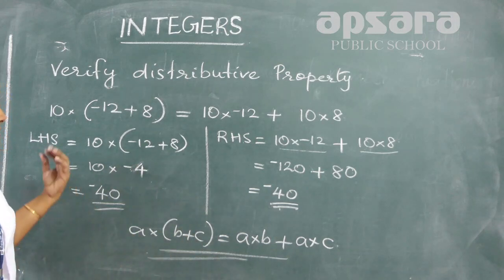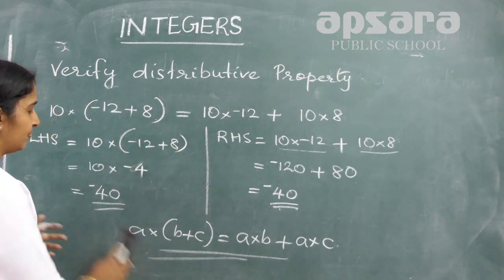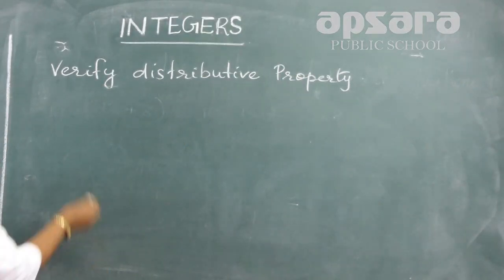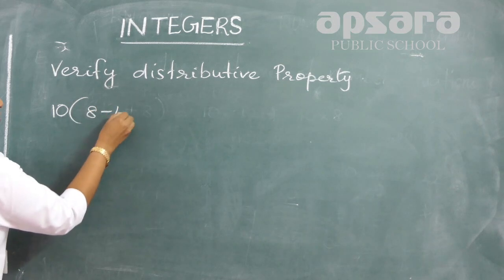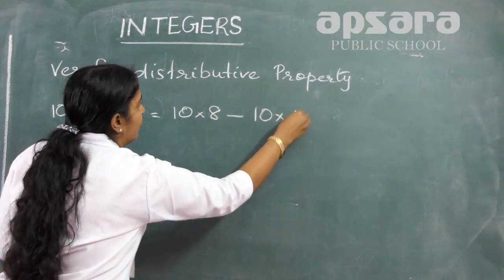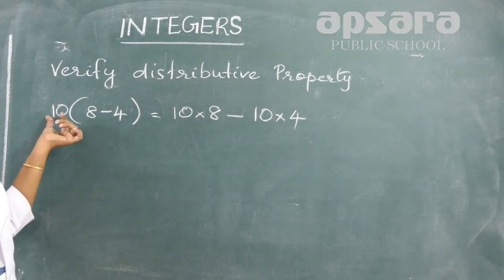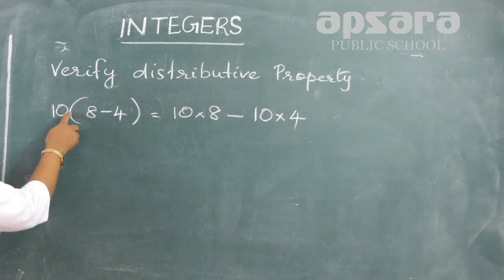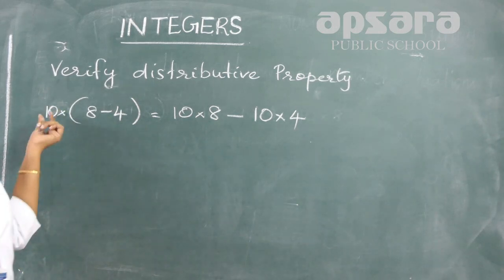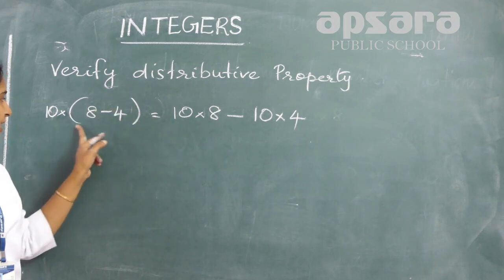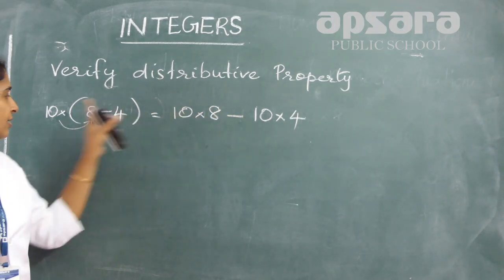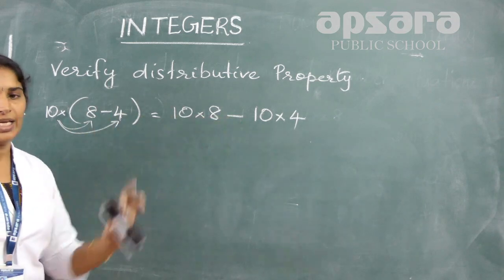Now let us move on to distributivity of multiplication over subtraction. 10 into 8 minus 4 is equal to 10 into 8 minus 10 into 4. I think this we can do it easily, right? 10 into 8 minus 4. Here if you don't write the multiplication symbol also, it's okay, but still I will write it, because we have written it in the last case. 10 into 8 minus 4 is equal to 10 into 8 minus 10 into 4. Okay? Now we are going to verify it.